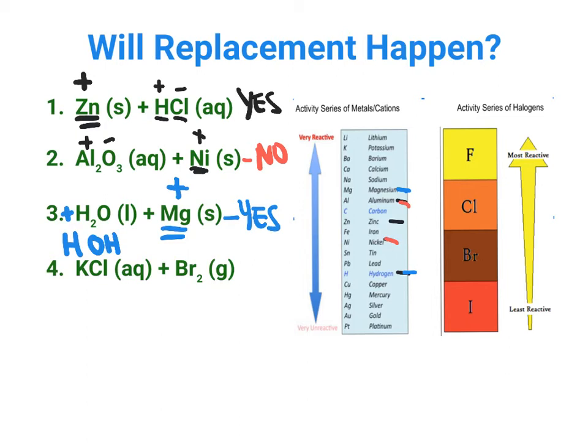Finally, this last one. This time my free atom is bromine. Bromine is a halogen, so it's going to form an anion. KCl, K is positive, Cl is the minus. We go to the chart. Here's bromine, here's chlorine. Chlorine is higher than bromine, which means chlorine is more reactive than bromine, which means bromine cannot replace it.